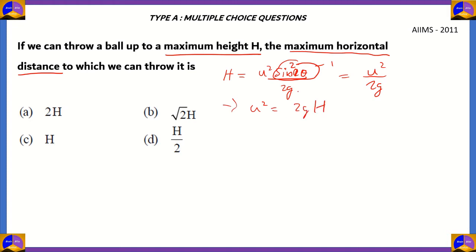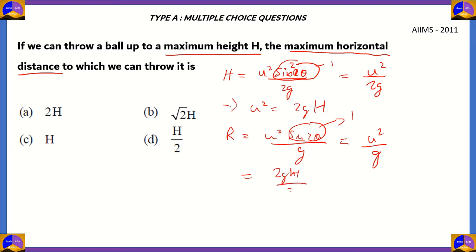The reason why we do that, let's find out when we calculate maximum range. R is equal to U square sine 2 theta divided by G. When R is maximum, sine 2 theta is 1. So U square by G is the value of R. Let's put the value of U square as 2gh, and then the denominator is g. Both the g's get cancelled, so R is equal to 2h. So therefore, option A, 2h, is the right answer.